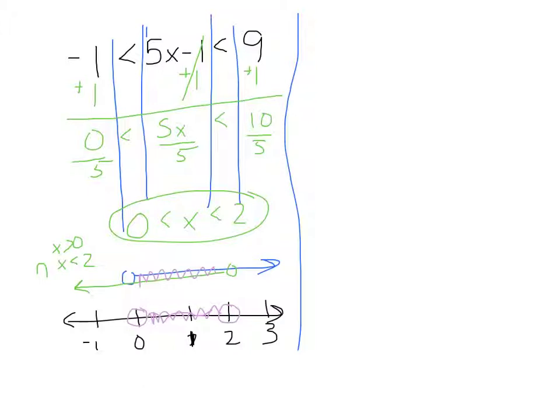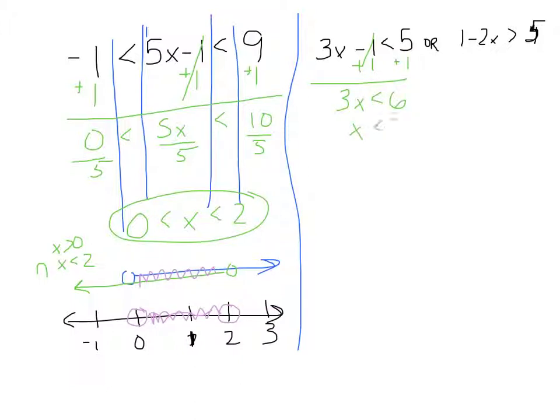Okay, so let's look at something along the lines of 3x minus 1 is less than 5, or 1 minus 2x is greater than 5. Okay, so I solve each of these independently. So I add 1, it cancels, 3x is less than 6, so x is less than 2.